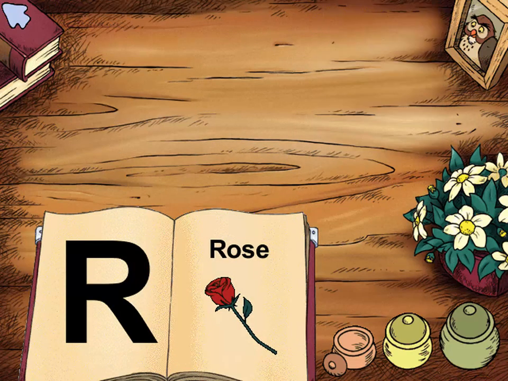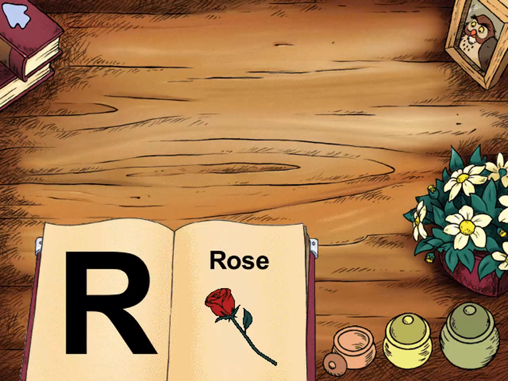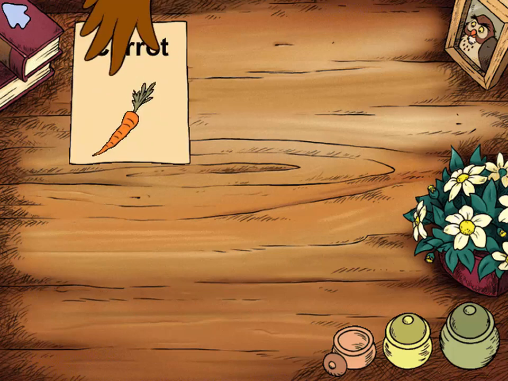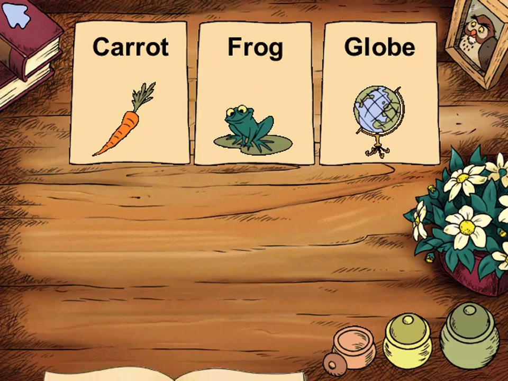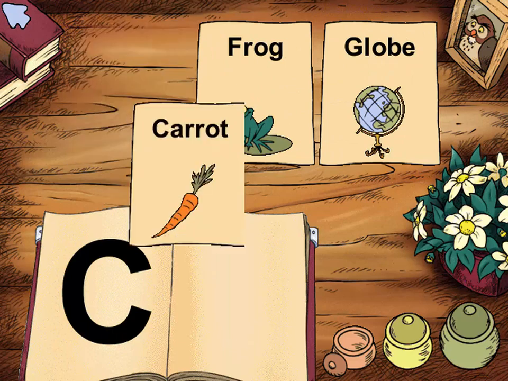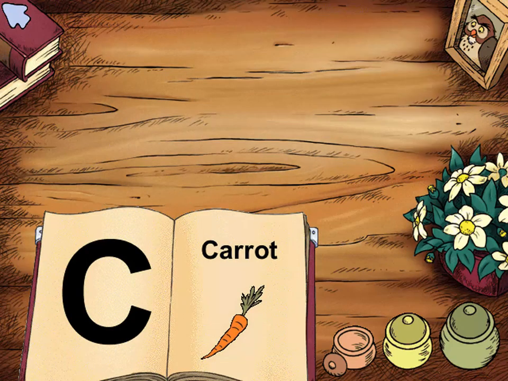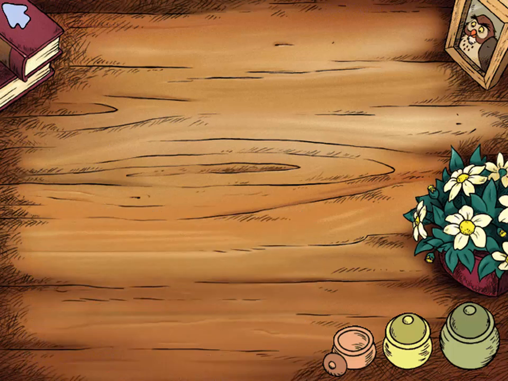R. Rose. Nothing smells quite as sweet as a rose. I'd say we're ready for a new set of pages. Excellent! You're getting to be quite a good reader. C. Carrot. You can find a carrot in Rabbit's garden. Oh, you are quite good at this. Let's match some more words and pictures, shall we?